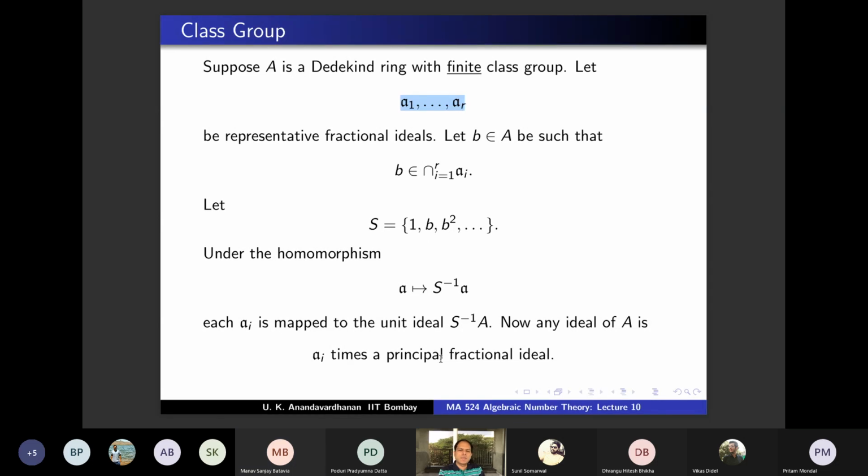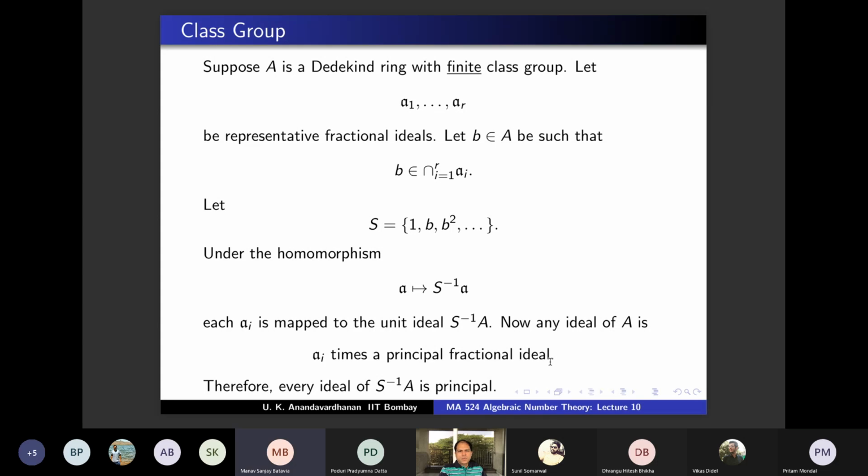So any ideal is AI times a principal fractional ideal, and under this homomorphism, where will this go? It will go to the image of AI times the image of the principal ideal. But the image of AI is the full ring, and the image of a principal ideal is a principal ideal. So the conclusion is any ideal of S inverse A is principal. I don't quite remember now whether we are going to use this somewhere. Maybe this will find an application. But it is a very interesting result nevertheless. Under finiteness of class group, if you localize with respect to this particular multiplicative set, then that is a PID.